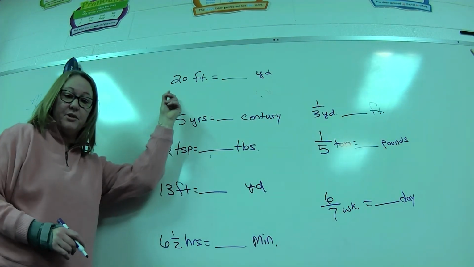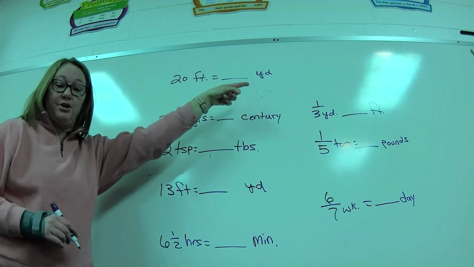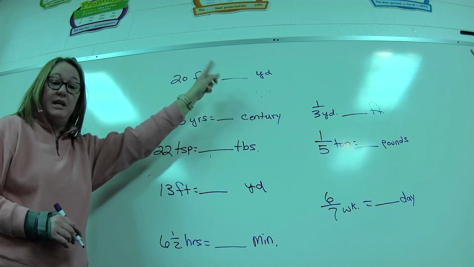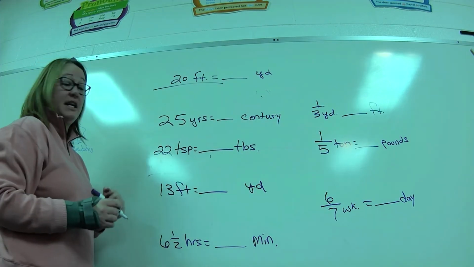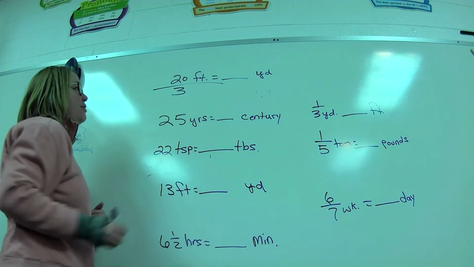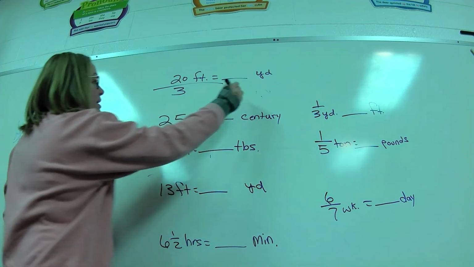All right, let's start with 20 feet equals how many yards? All right, so when we're going feet to yards, we're going small to large. So we need to divide. So I put my little division sign here. There's 3 feet in a yard, so I'm going to divide by 3. So now I have an improper fraction, which means 20 divided by 3.